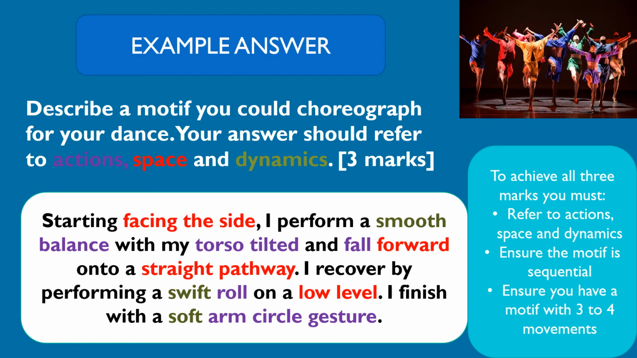Forward, another element of space and another direction I've told you. Straight pathway, that is of course an element of space as well. I recover by performing a swift roll. So I'm telling you how I'm performing the roll. And then I've gone on to say my level. So of course if I'm rolling, I am on a low level. I finished with a soft arm circle gesture. So not just an arm circle gesture, I've told you how I'm doing it softly.